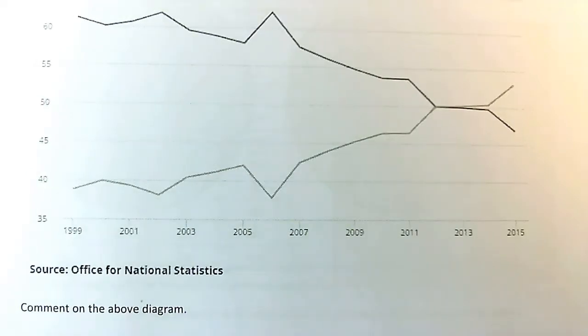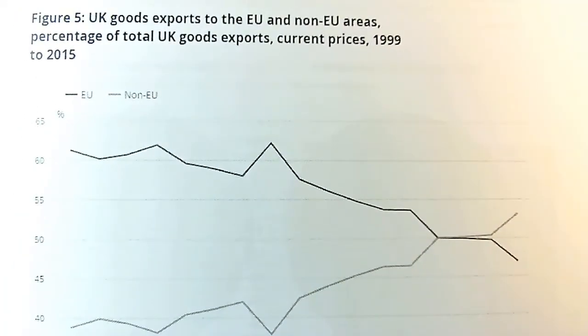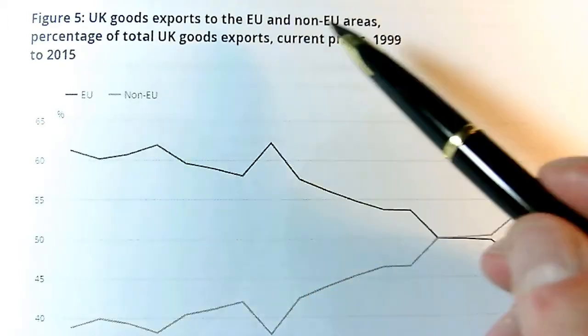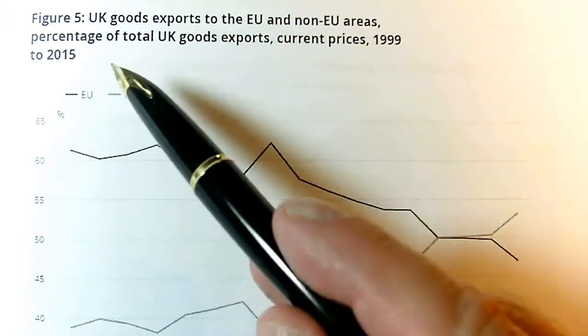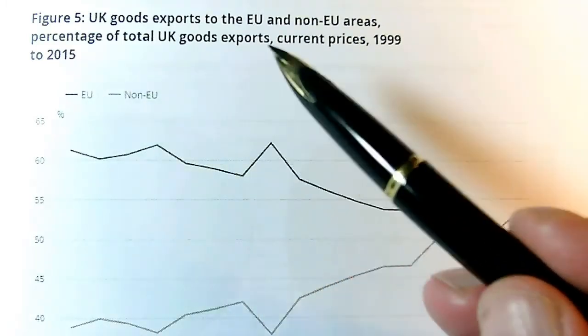Okay, in this example, our task is to comment on the diagram. Okay, so let's read the title. What's the diagram about? It's about UK goods exports to the EU and also to the non-EU, and this is as a percentage of the total UK goods. So it's always going to add up to 100.